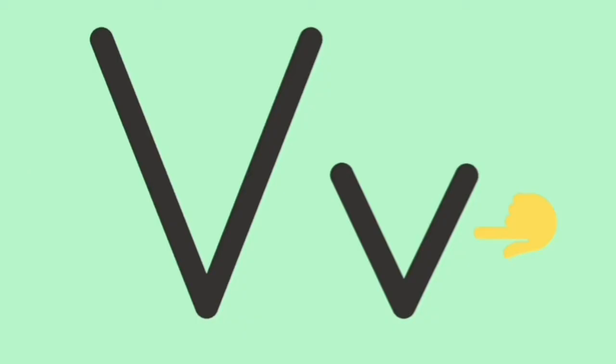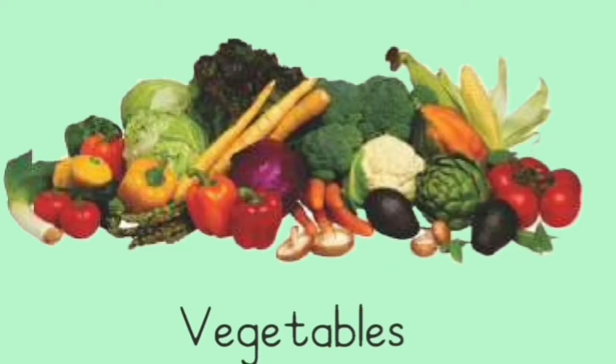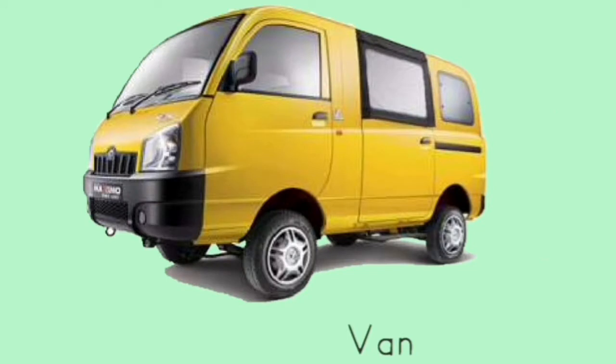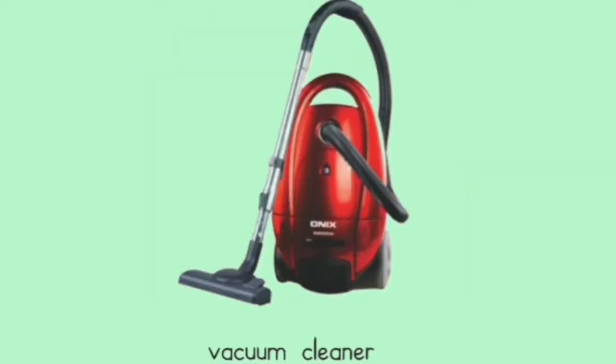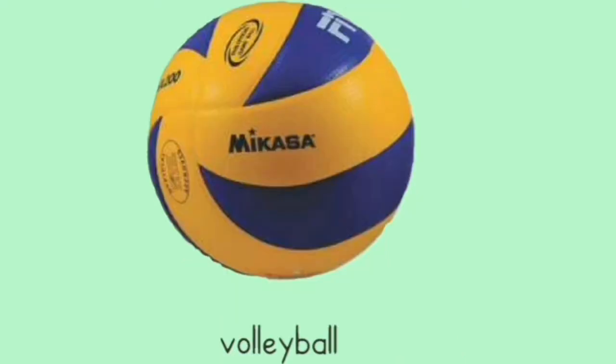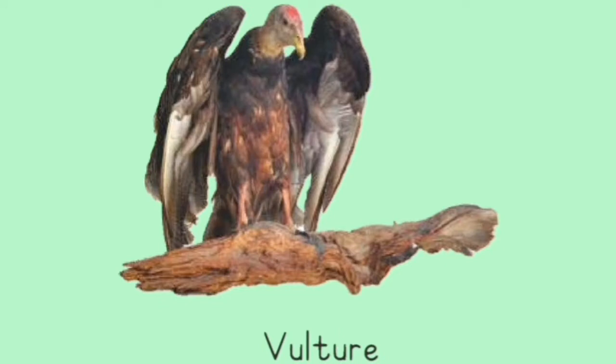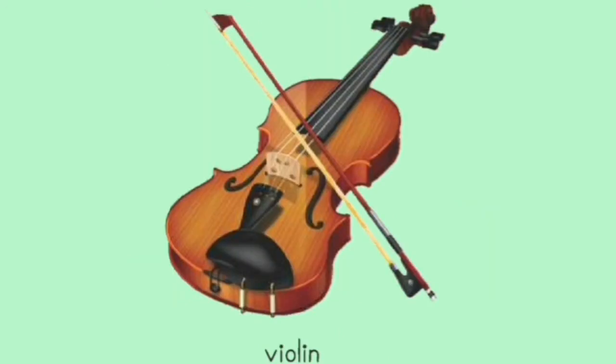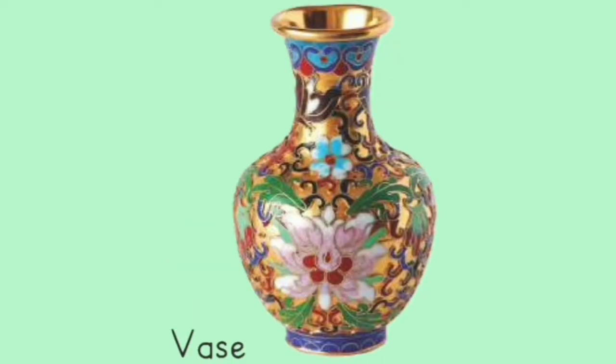Capital V, small v. V says V. V for vegetables. V for van. V for vacuum cleaner. V for vest. V for volleyball. V for vulture. V for violin.